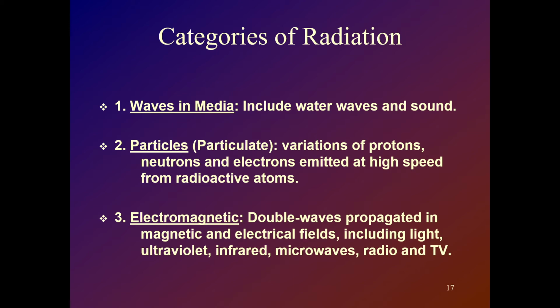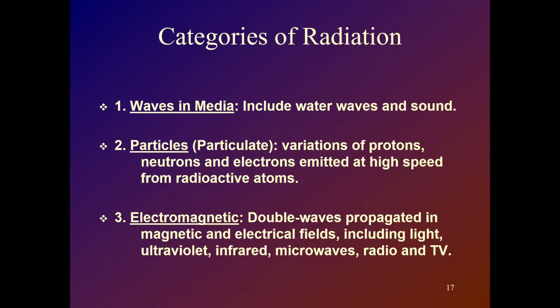The other two categories: particulate radiation, which is variations of protons and neutrons and electrons emitted at high speeds away from radioactive atoms. The third category, electromagnetic, these are double waves propagating in the magnetic and electric fields. These occur when electrons are in motion.